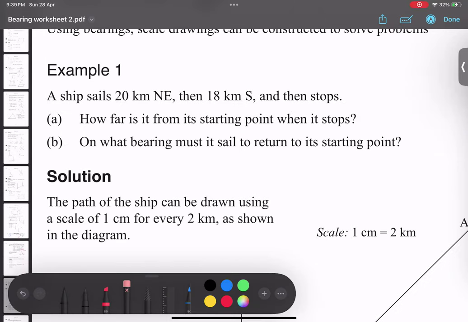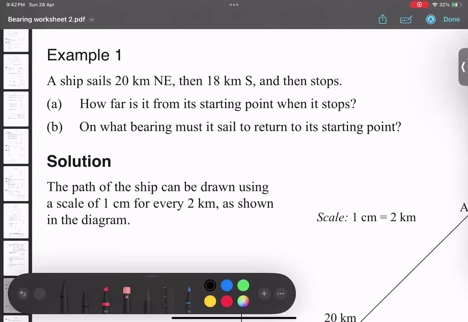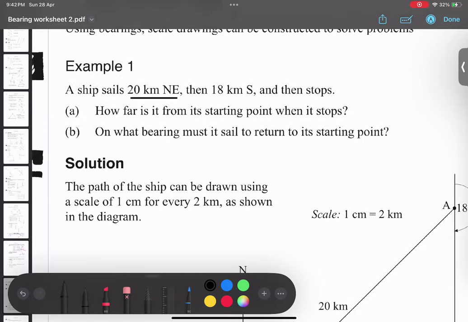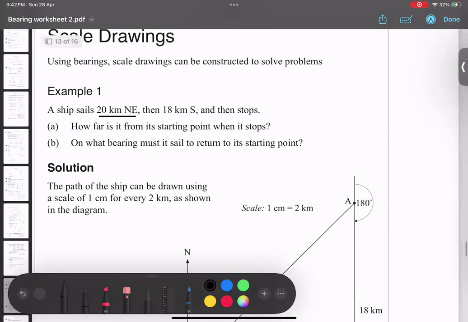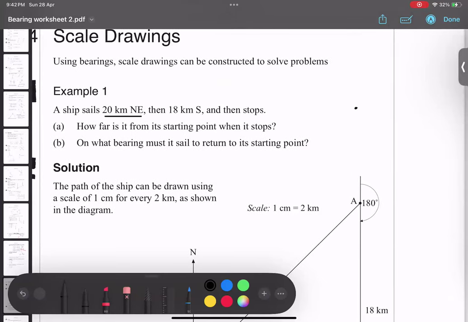Next question. You just try to draw the diagram. Don't solve it fully. We are just learning how to draw a diagram. Look over here. This particular question: a ship sails 20 kilometres northeast. So let me just put a dot. This is my starting point, let's say A. First of all, I will always draw north. Understood? Okay.